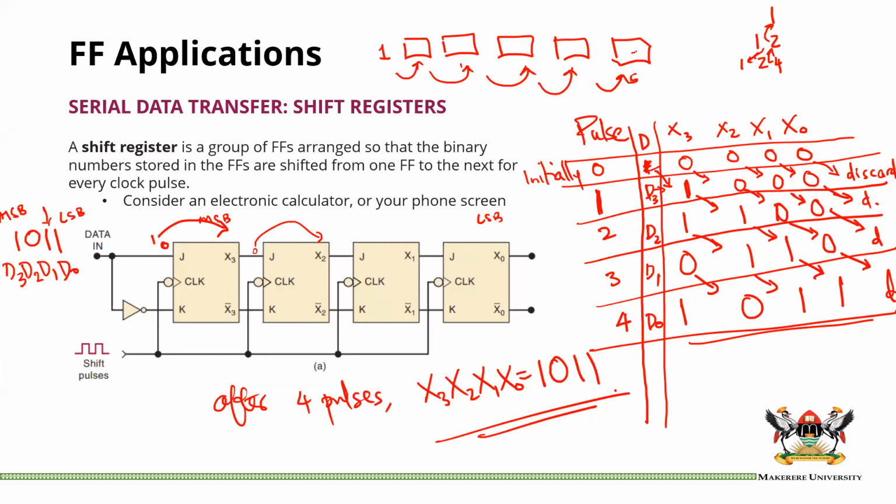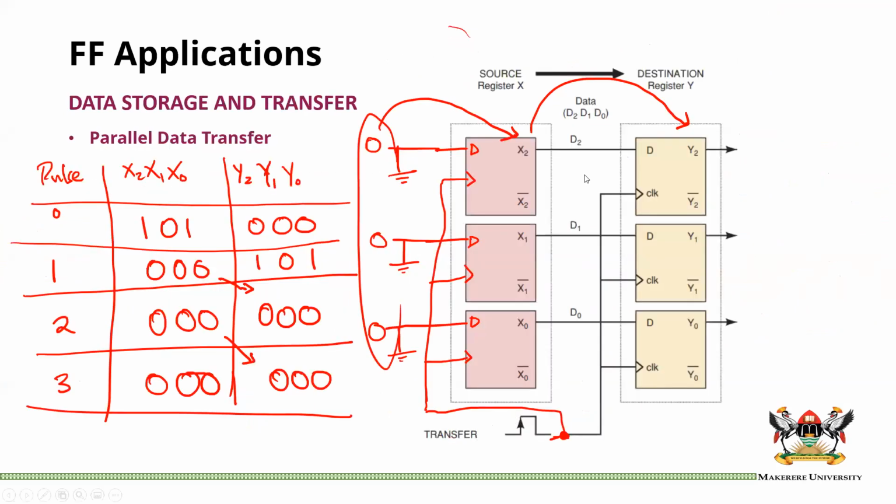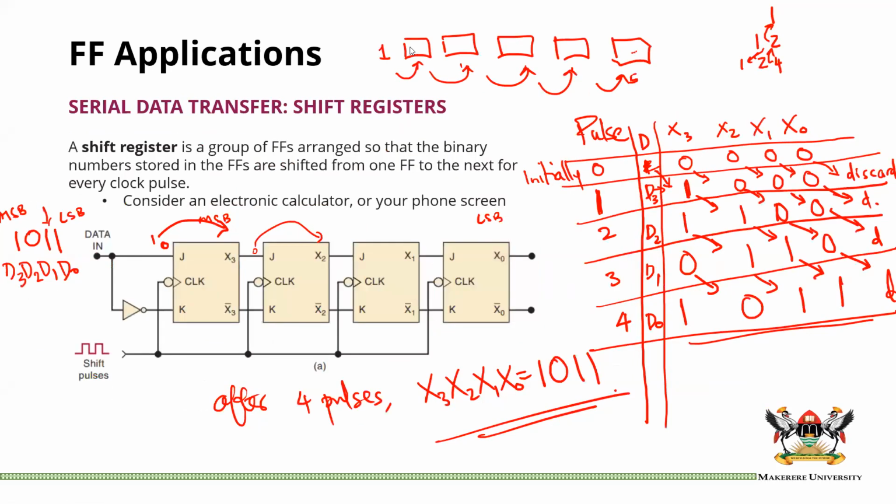Now, if we were doing parallel transfer, we would transfer all these bits using 1 pulse, as we have seen in this case. But we would need to arrange our flip-flops and registers in this manner. Okay.